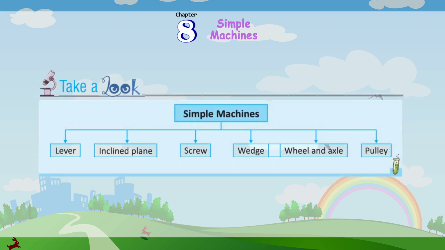Take a look. Simple machines: lever, inclined plane, screw, wedge, wheel and axle, pulley.